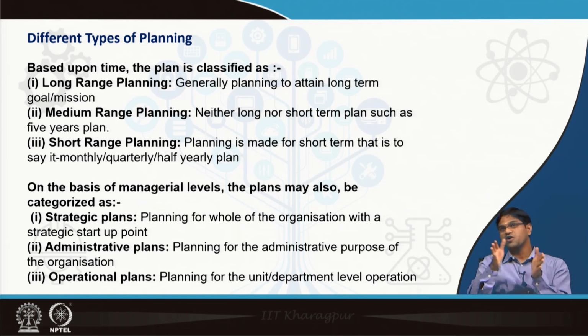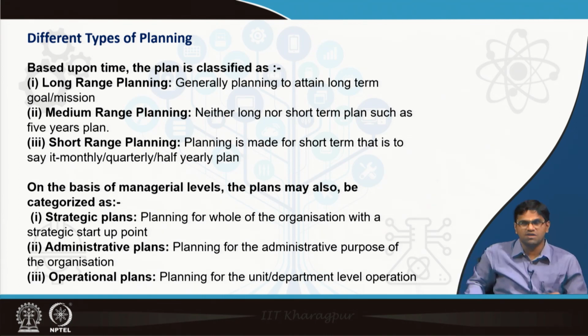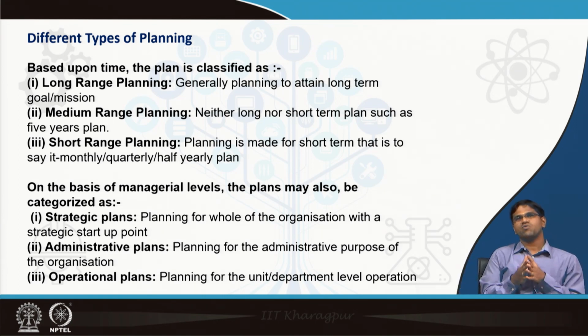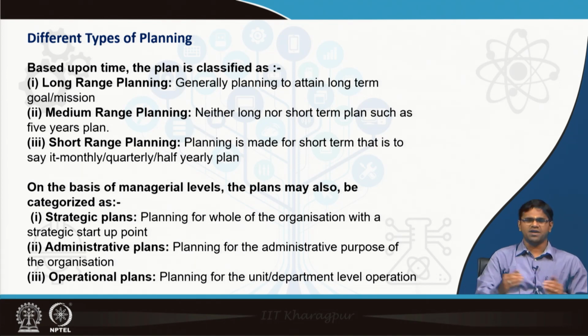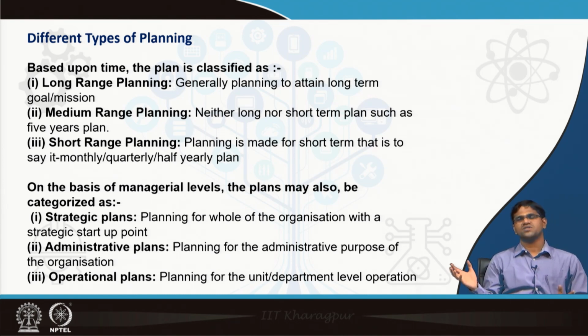Long range planning is generally a long term plan. As an organization, we always have a long term plan. Let's say what I'm going to do for the next 5 years or 10 years. Let's say I wanted to become a market player in a particular sector, industry or domain. That can be my long term plan. Let's say I have one office and now I want to have 10 offices in 10 different locations. That can be my long term plan.